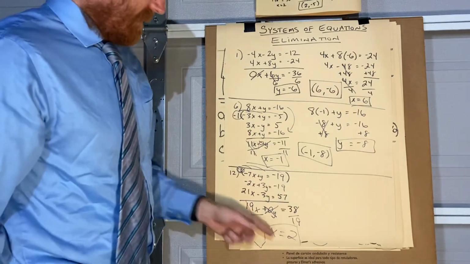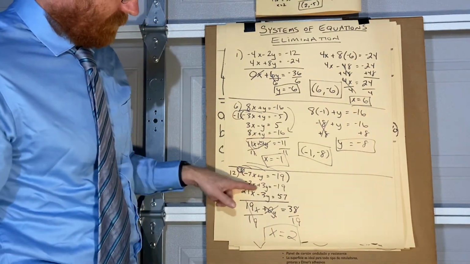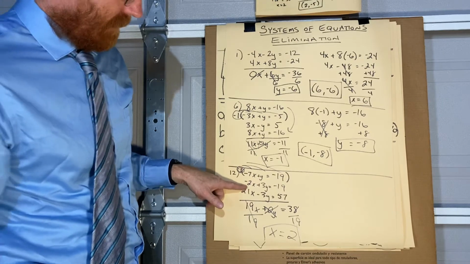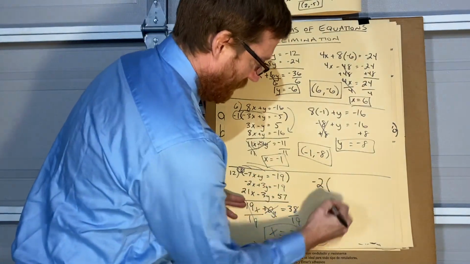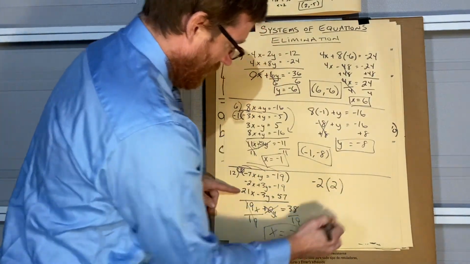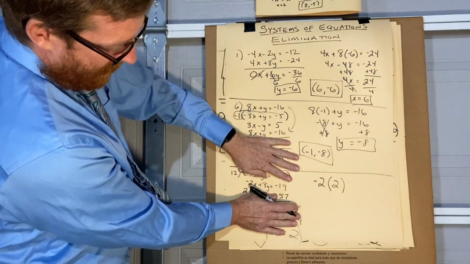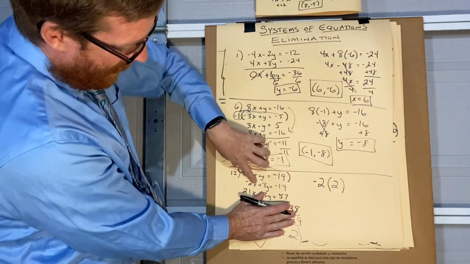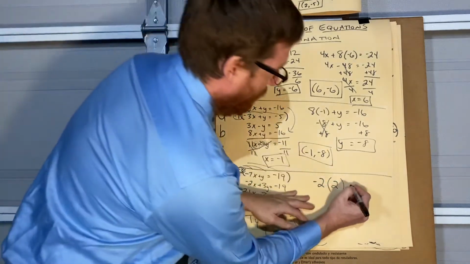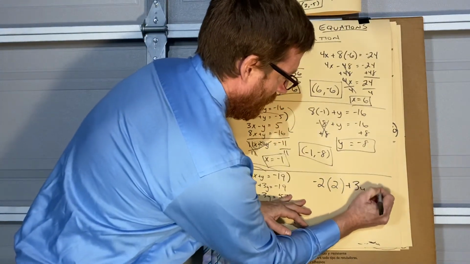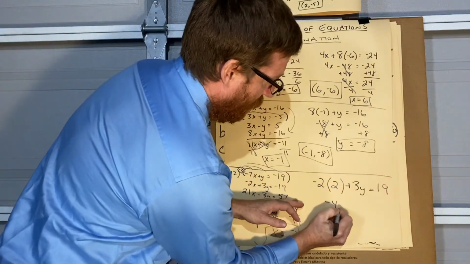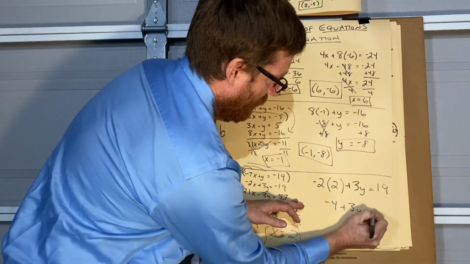I need to take that piece and plug it back into one of the equations. I'll use the one with the smaller values right here. It's -2x. The x is going to be a +2 inside there, so I'm using this equation right here. I'm replacing that x with the +2. I still have +3y equals 19. So I have a -4 plus 3y equals 19.